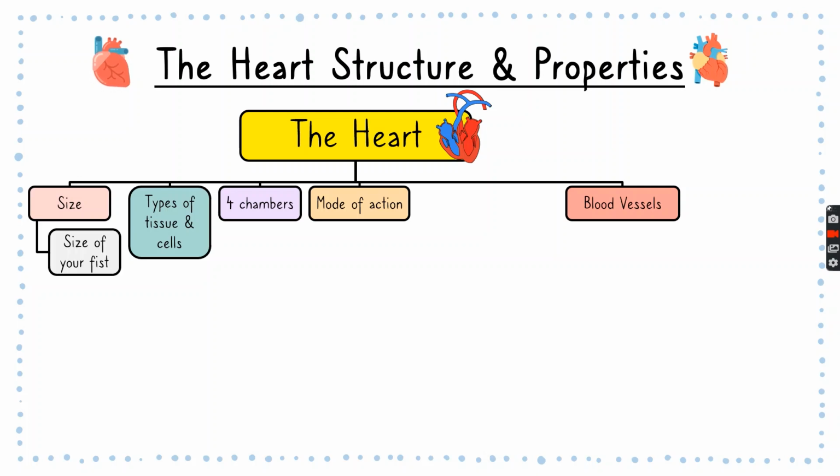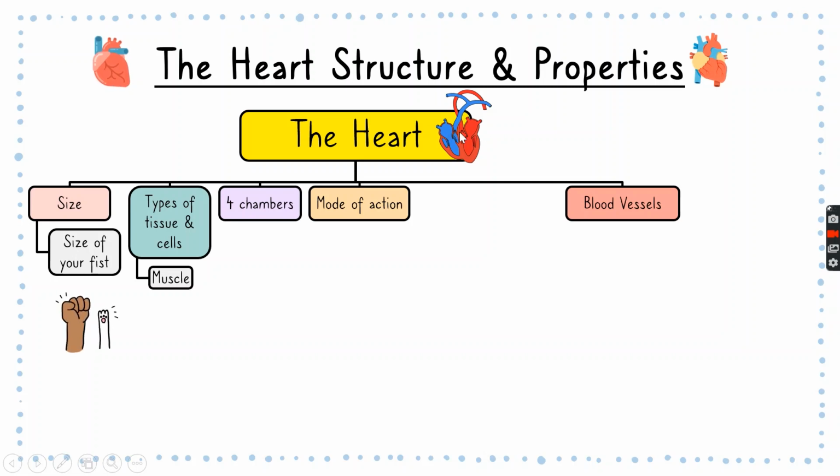Number 1, the size of the heart. The size of the heart is actually about the size of your fist. And the heart, for it to help pump blood, is made up of muscle tissues. There are 4 chambers of the heart. If you look at this little picture right here, you have 1, 2, 3, 4 spaces. Chambers are kind of like rooms.